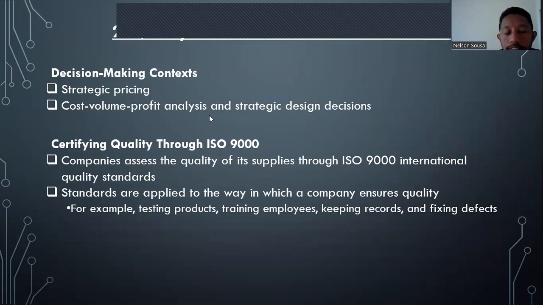For the second part, we will talk about quality cost information and decision-making. Here, for decision-making context, we have strategic pricing, cost-volume-profit analysis, and strategic design decisions. Certifying quality through ISO 9000. Companies assess the quality of their supplies through ISO 9000 international quality standards, and standards are applied to the way in which a company ensures quality. For example, testing products, training employees, keeping records, and fixing defects.